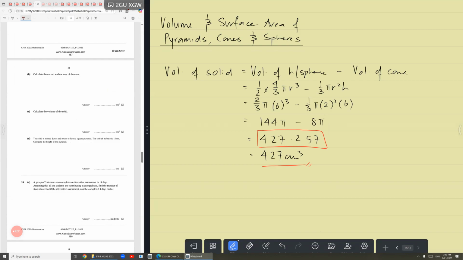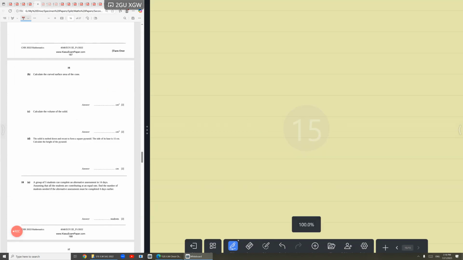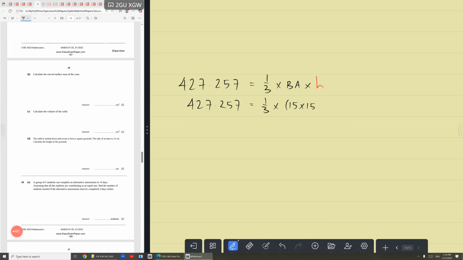So 427.257 is equal to the volume of the pyramid. The volume of a pyramid equals 1/3 times base area times height, and that's what we need to find. Because the base area of the pyramid is a square, 427.257 equals 1/3 times 15 times 15 times h.